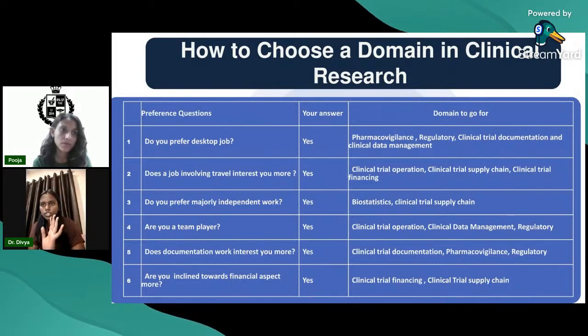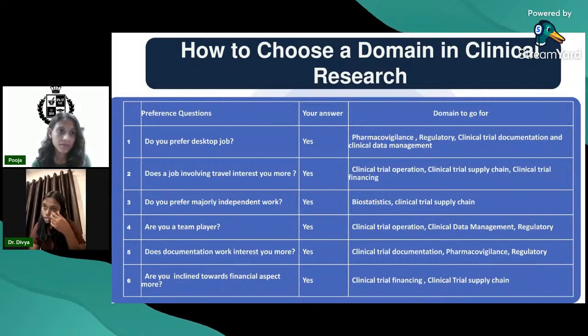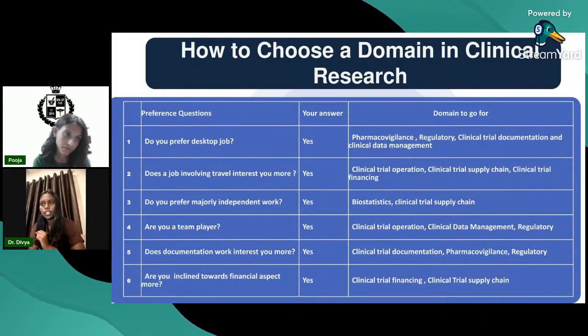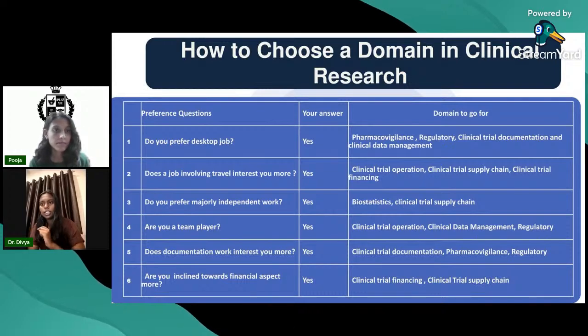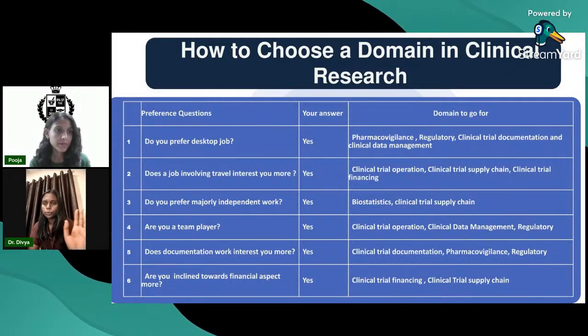The first question is, do you prefer a desktop job? If you are someone who is willing to do a desktop job, who is good, who's interested in corporate work, then you can tick into the column of pharmacovigilance, regulatory, clinical trial documentation, and clinical data management. This is a field which generally tends to have a desktop job.